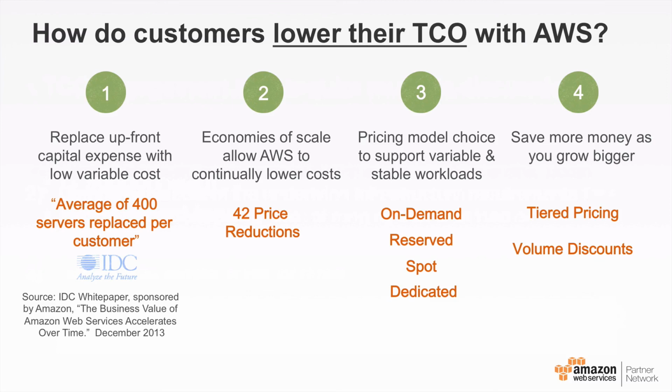The breaks will be listed publicly for you to take a look at. So for example, you can take a look at the S3 pricing page as an example for that and just get a feel for how volume discounting might affect you. So those four things combine to offer customers lower TCO when using AWS versus traditional on-premises IT.